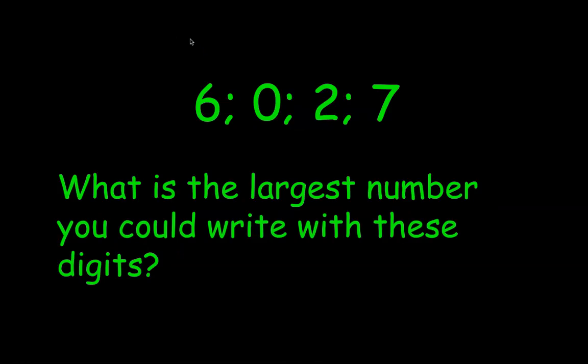Now, you might want to pause the video when you do this one. What is the largest number you could write with these digits? So in other words, you can arrange them in any order you like, which is the biggest number you can get. Think about it. When you're ready, continue. The answer is 7,620. Why? Well, we take the biggest digit we have, the 7, and we put it in the biggest column. And we have the lowest digit we have, the 0, and we put that in the smallest column.